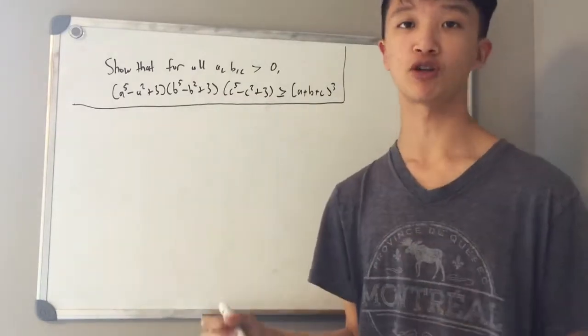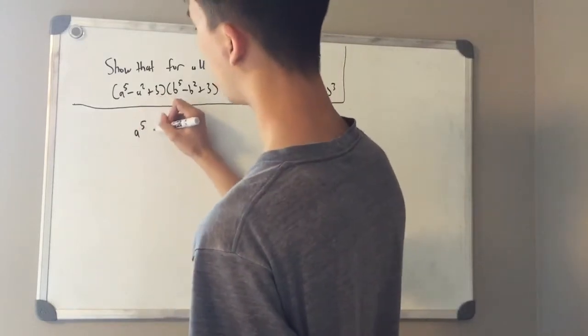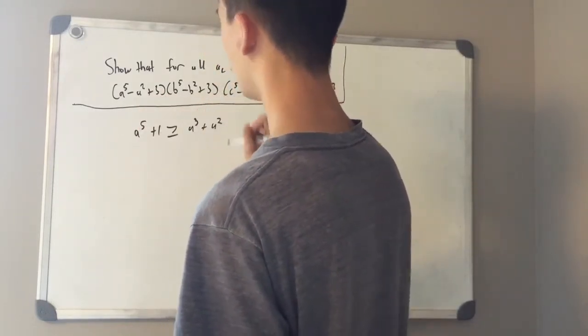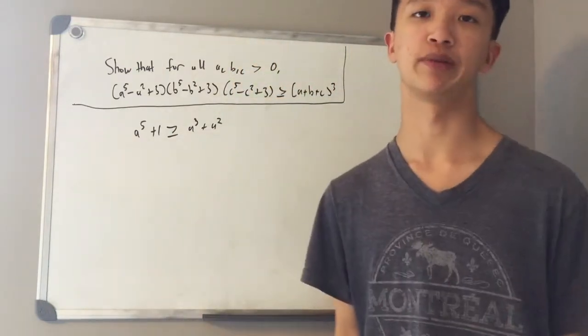So first, the most important observation of this problem is to notice that a to the power of 5 plus 1 is greater than or equal to a cubed plus a squared for all real numbers a. Now there are many ways to prove this, but my choice is going to be weighted AMGM.